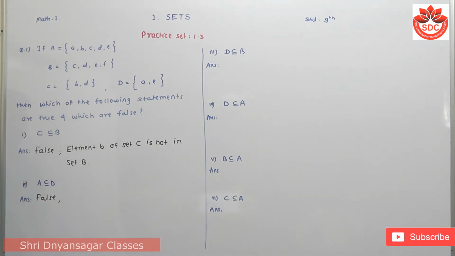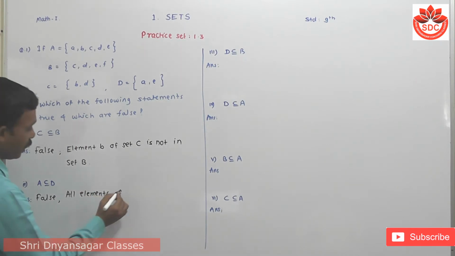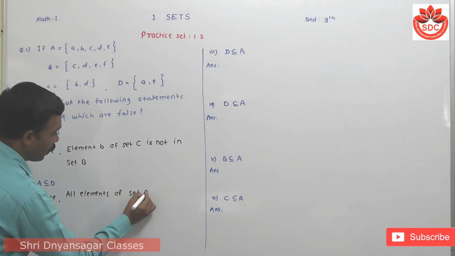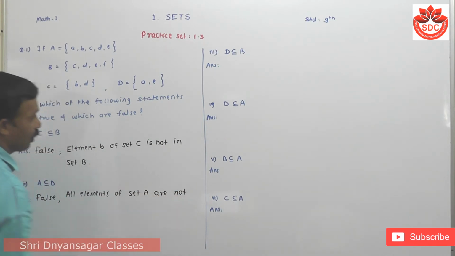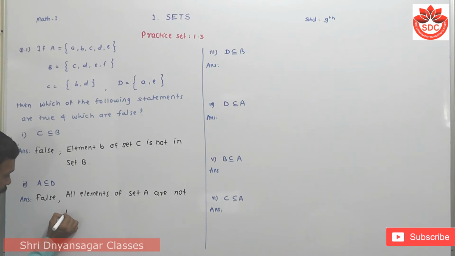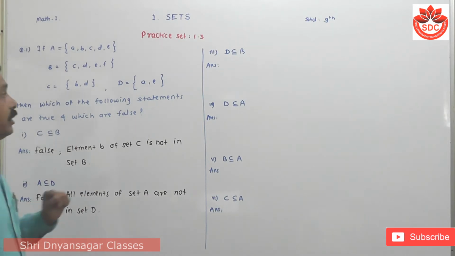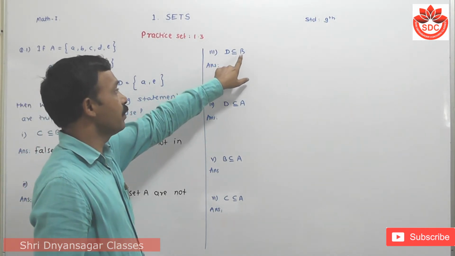False. Because all elements of set A are not in set D. Okay, then we see the next one is D is a subset of B.